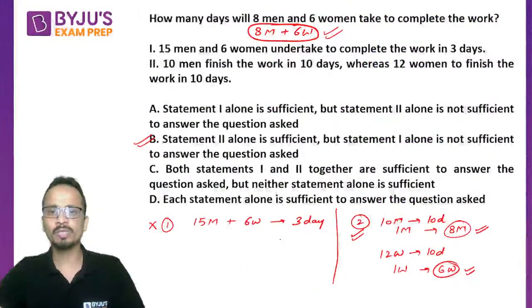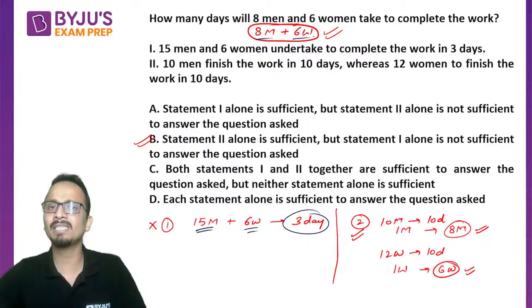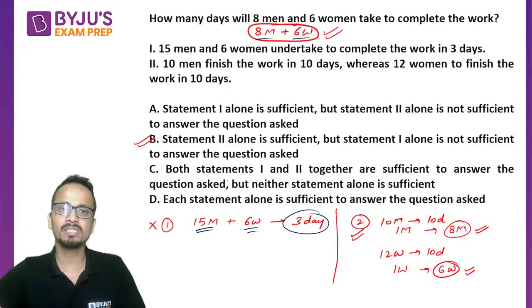Okay. I'm going back to the previous question that one of the students requested. Using statement number 1, 15 men and 6 women do the work in 3 days, and 8 men and 6 women do it in some other time. We will not be able to find the relation between the efficiencies of men and women. That is why we'll not be able to answer this question using statement number 1 alone.